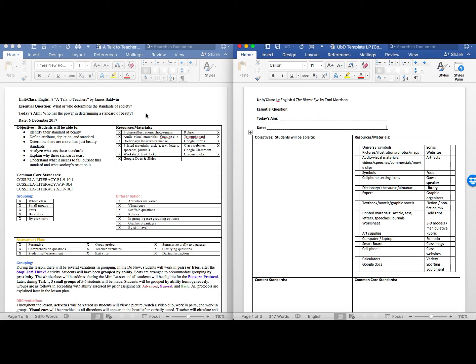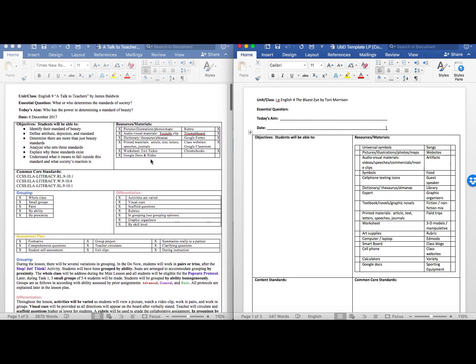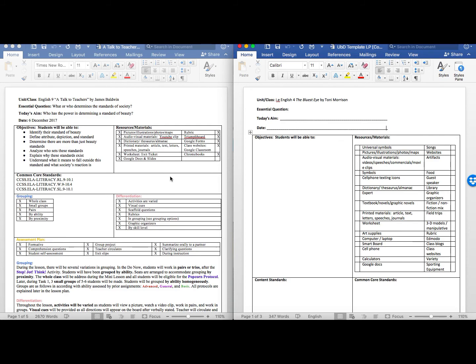But let's go through the next sections here. This is where it starts to get really interesting. What are going to be the objectives of this lesson? What do you want students to be able to come away with? Students will be able to do what? What's going to be your focus? Here on the left-hand side, this person writes: identify standards of beauty; define, attribute, depict a standard; determine that there are more than just beauty standards; analyze who sets these standards of society; explain why these standards exist; understand what it means to fall outside of the standards and what society's reaction is.